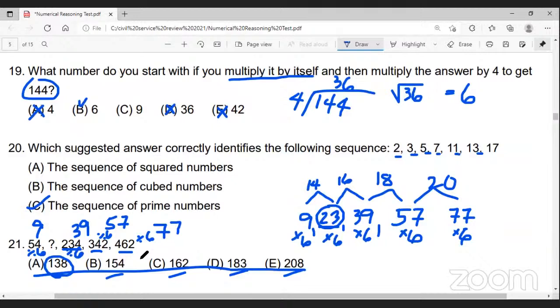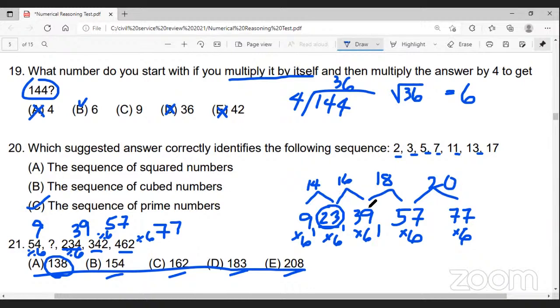What if there were options that can be divided by 6, Miss Jem? Which of the options will you choose? May options naman na ma-divide by 6, but the pattern should be consistent from one term to another term. Mark?